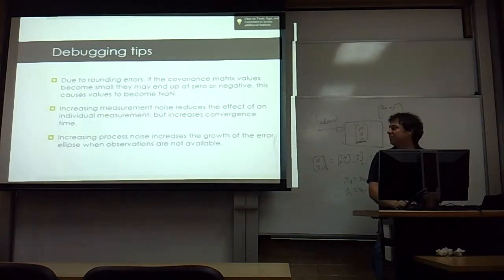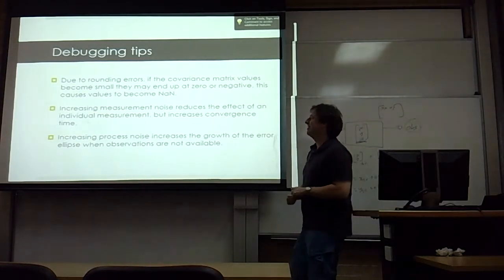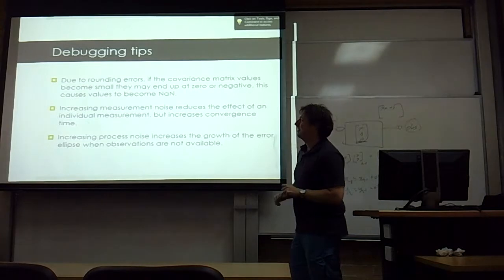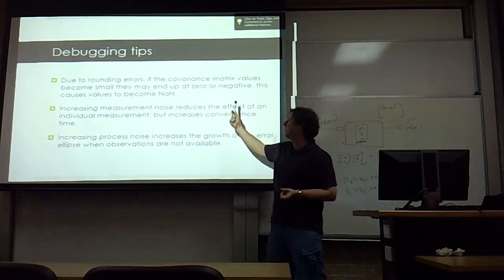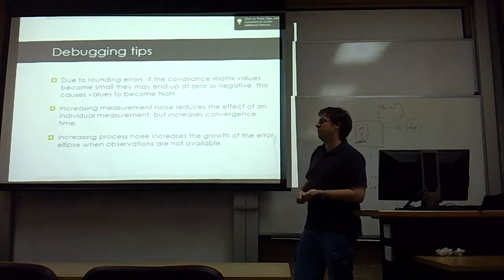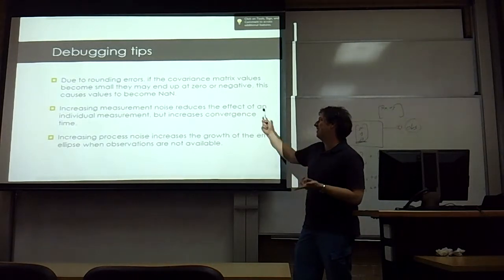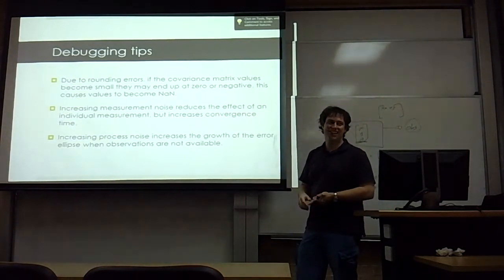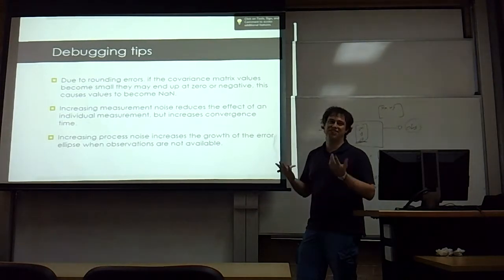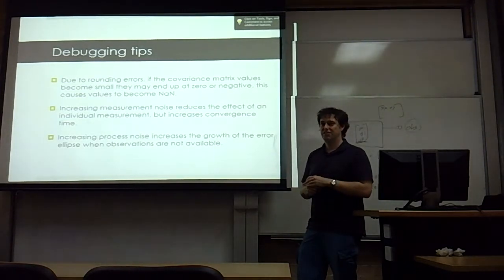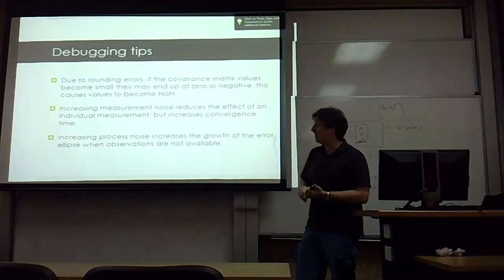So just some debugging tips, for stuff that can cause lots of problems. Due to rounding errors, if the covariance matrix gets really small, you can end up with it going to 0 or negative. You become too sure of your position and then crash, and it basically becomes not a number because it does inversions. There's stuff in there to stop that, but if you ever see not a number coming up in your results, that's probably the problem: the covariance matrix getting too small.